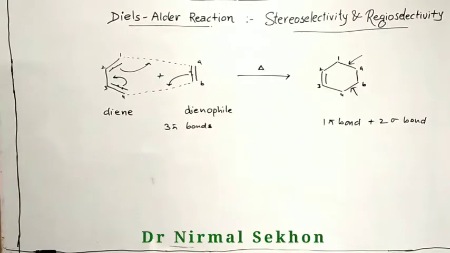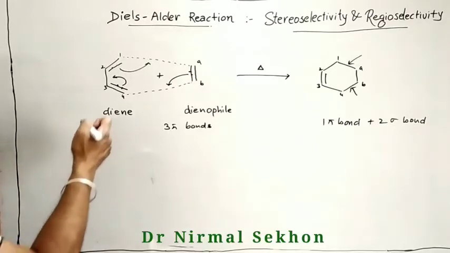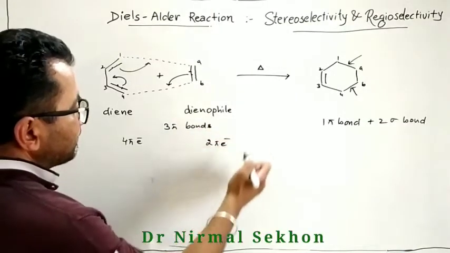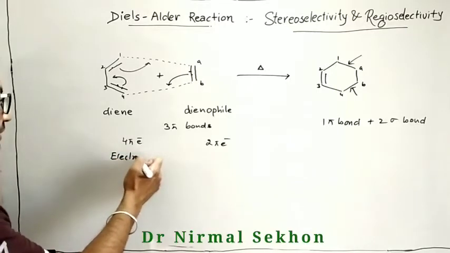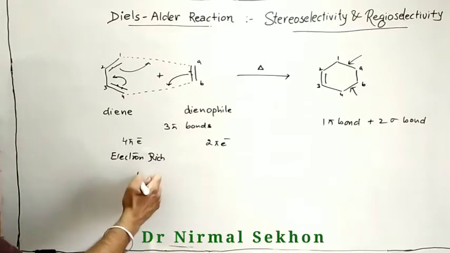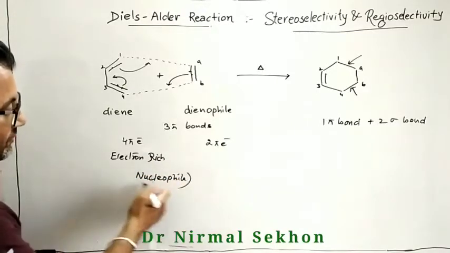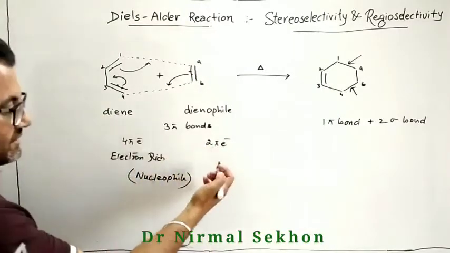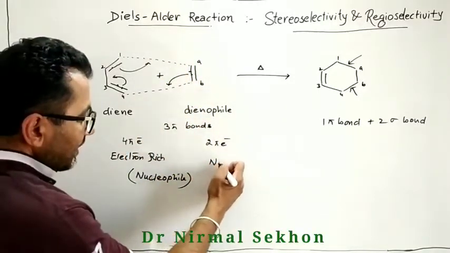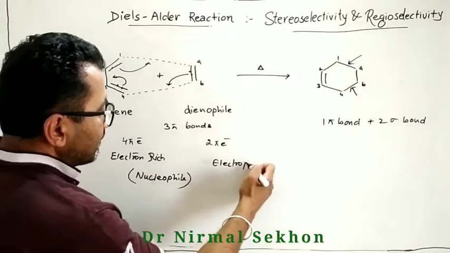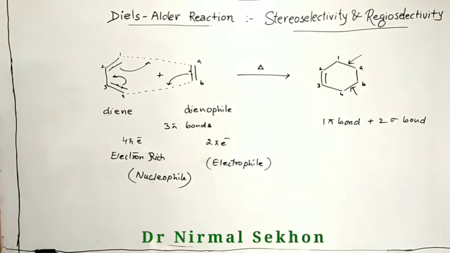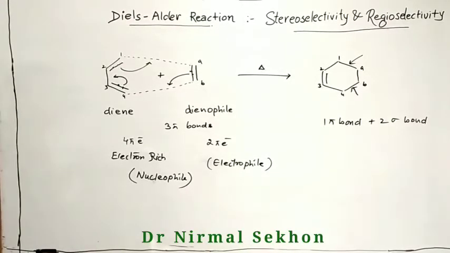In this reaction, there is just a flow of electrons. Now we know that every reaction takes place between an electrophile and a nucleophile. Where the electron density is higher, in the reactant called the diene, we have 4 pi electrons. And in the dienophile we have 2 pi electrons. So the diene molecule is electron rich, and it will act as a nucleophile. The dienophile is electron deficient as compared to the diene, with less electron density, so it acts as an electrophile. The reaction is between a nucleophile and an electrophile: your diene is the nucleophile due to more electron density, and your dienophile is the electrophile due to less electron density.